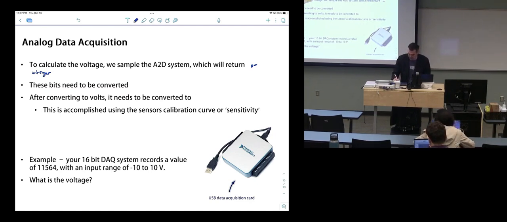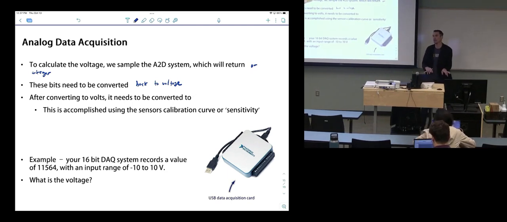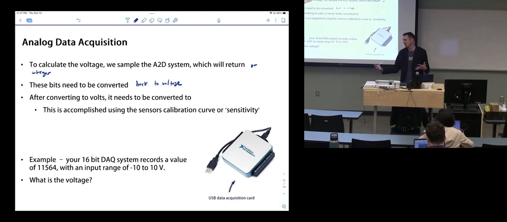These bits need to be converted back to voltage. We're going to do an example in a second. Say you have an Arduino reading your sensor, and you get a bit value of 200. An Arduino samples at 8 bits. Is that on the low end or high end of the voltage it's measuring? On the higher end. If it's reading 200 and its maximum value is 255, you would know it's on the higher end of voltage, but we're going to figure out exactly how to calculate it.